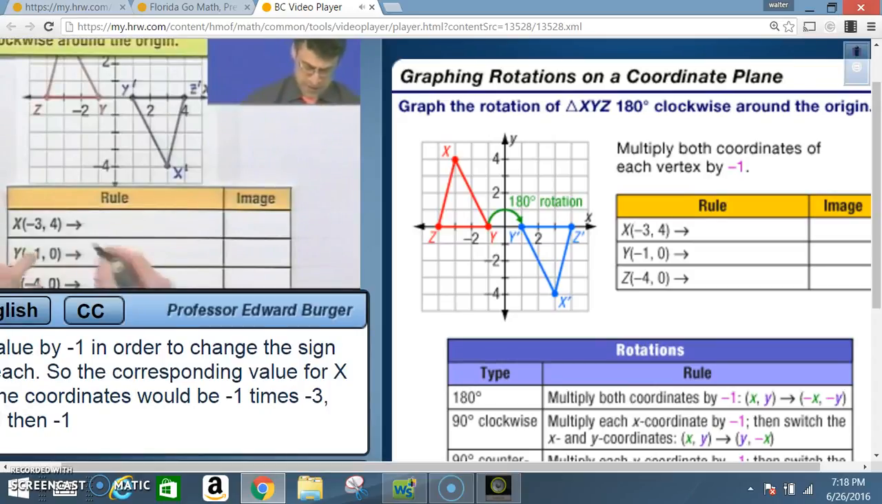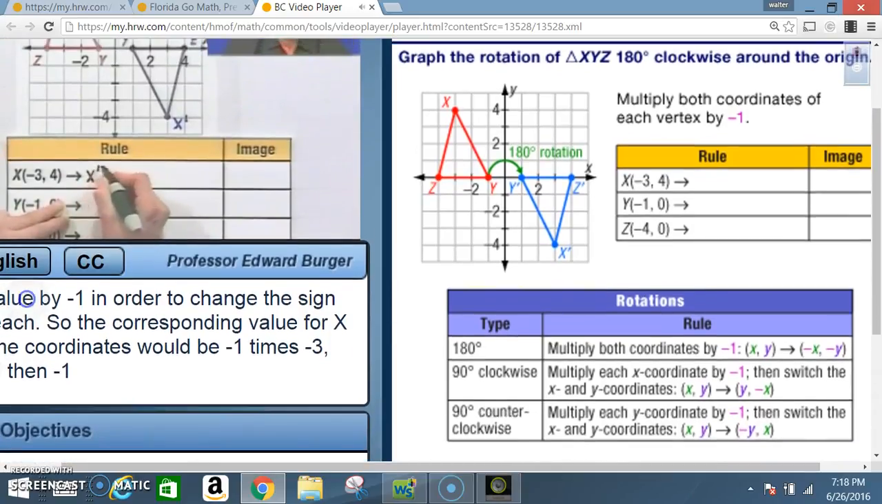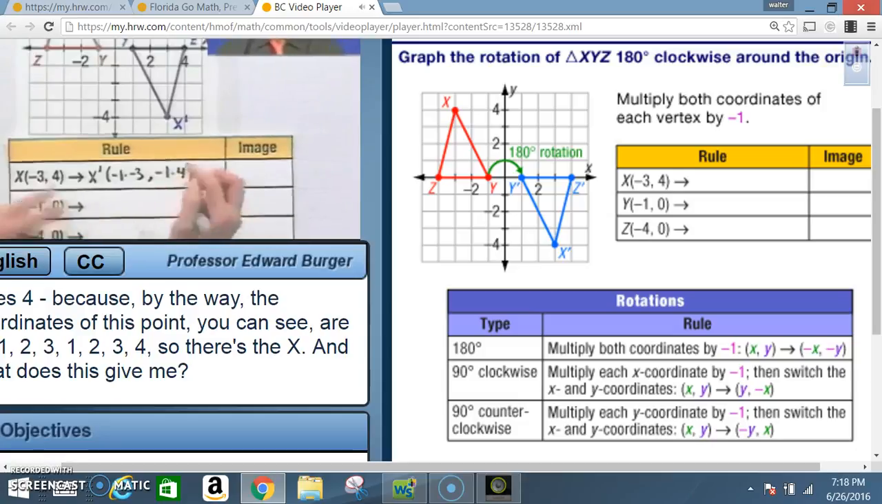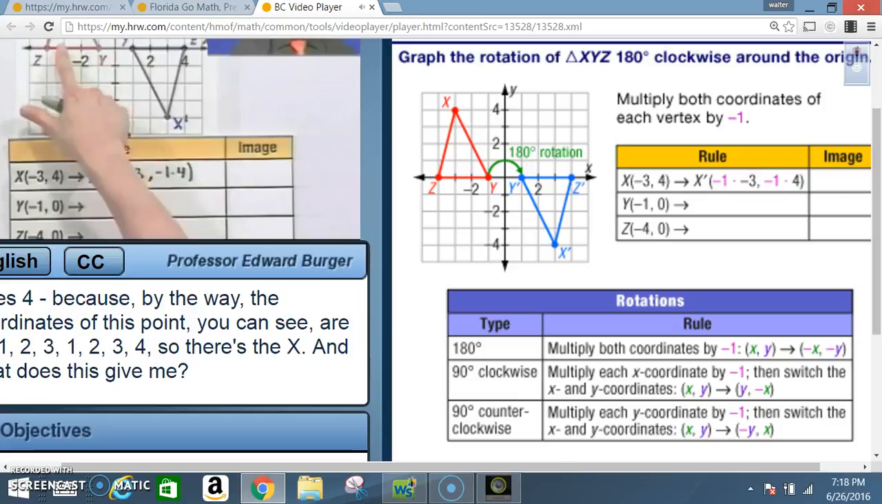So the corresponding coordinates for X prime would be -1 times -3, and then -1 times 4. Because, by the way, the coordinates of this point, you can see, are -3, 1, 2, 3, 4. So there's that, X.